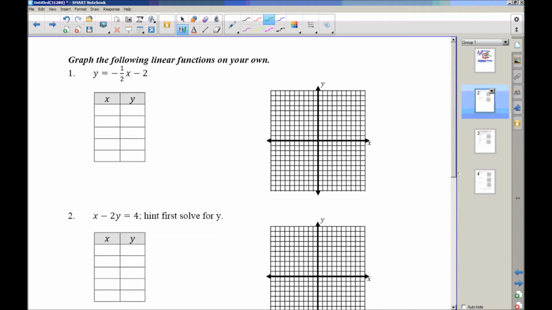So we are picking our own x's and then plugging it in to get the y and then plotting our points to graph the line. Remember, all these are linear functions right now. That means they create a line. So if yours is zigzaggy, you know you did something wrong.